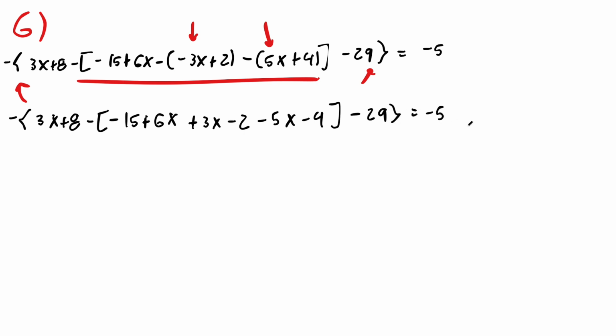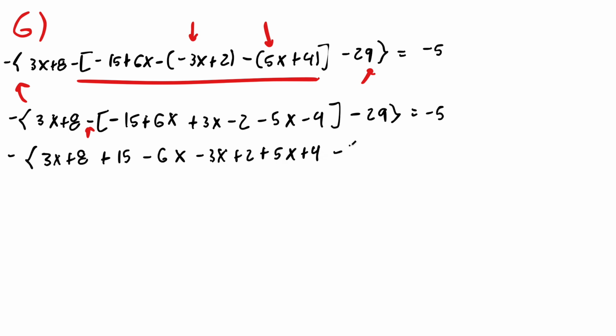We have already seen that there is a minus, so we have to change every single sign inside that bracket. So let's start. And so it would be plus 15 minus 6x minus 3x plus 2 plus 5x plus 4 minus 29. And then we're just left with the braces. But look at that, the braces also have a negative in front.